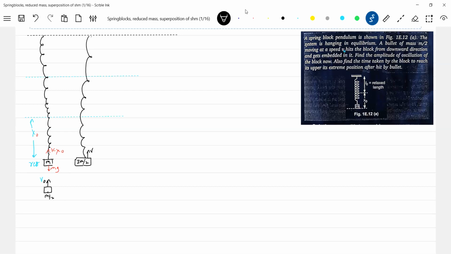Can you apply conservation of momentum? m by 2 into v naught equal to m plus m by 2 into v. So v equal to v naught by 3. Okay, this will be the speed of the block after impact.